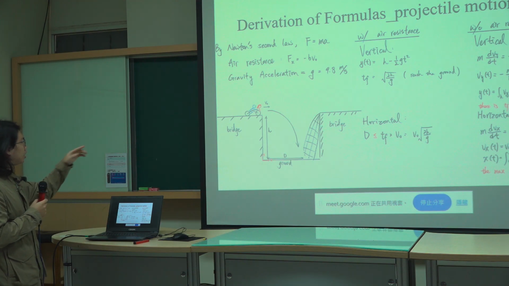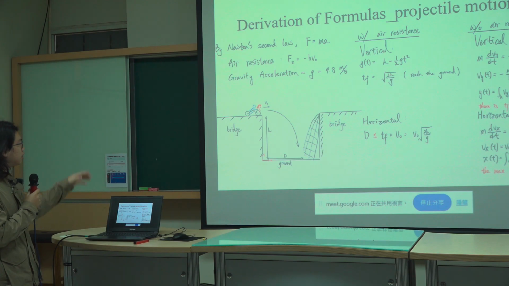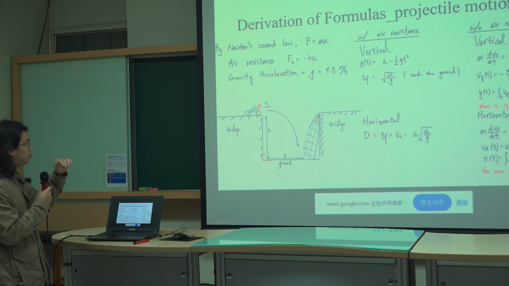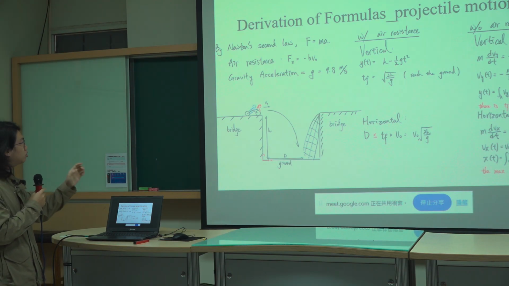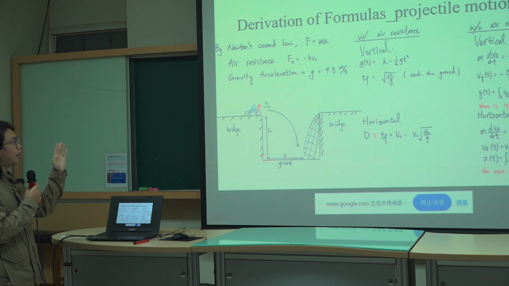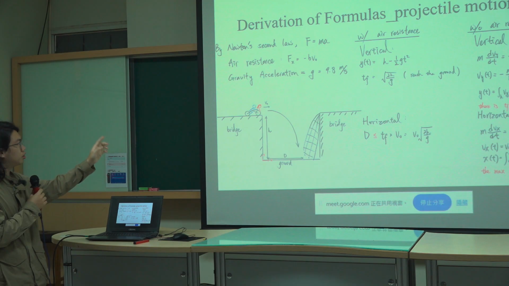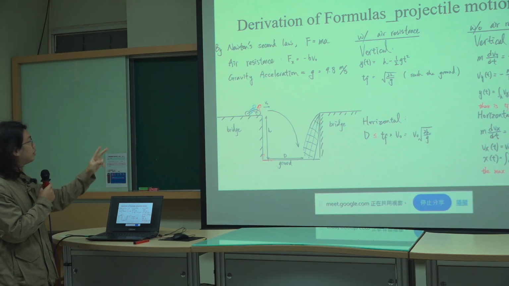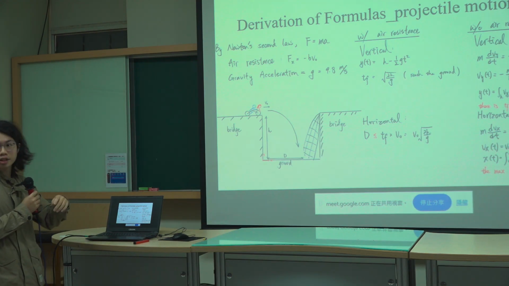Because the video is post-produced and there are many unknowns, I need to make assumptions, so I try to derive the projectile motion. I provide two derivations. One is with air resistance, and the other is without air resistance.